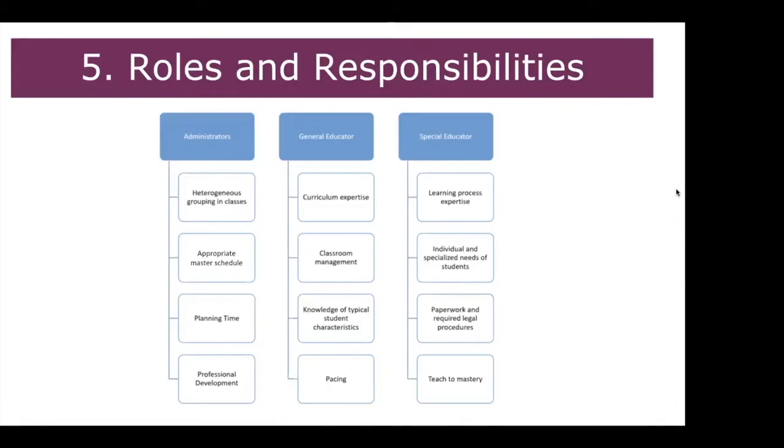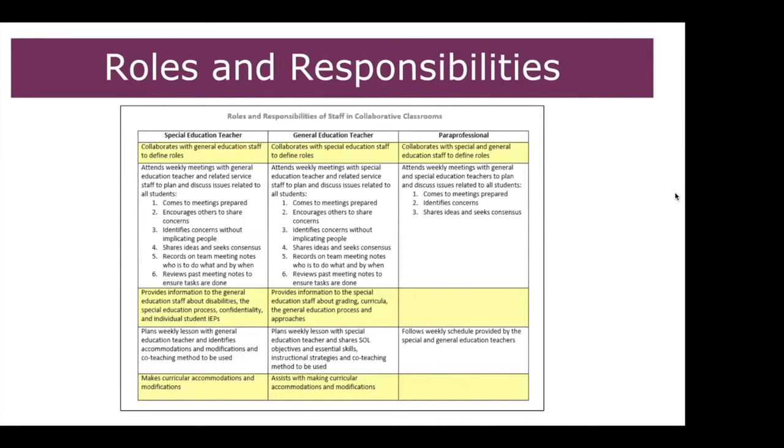Marilyn Friend actually mentions creating a Venn diagram. And in the middle of the Venn diagram, what are those things that we're going to share? What are the roles and responsibilities we'll share? But then what are those things that are more what the general education teacher is going to do, and what the special education teacher is going to do. On the next slide, I've got a handout that I have shared with you in your folder. This is a launching place for you all to talk about your roles and responsibilities in the classroom.